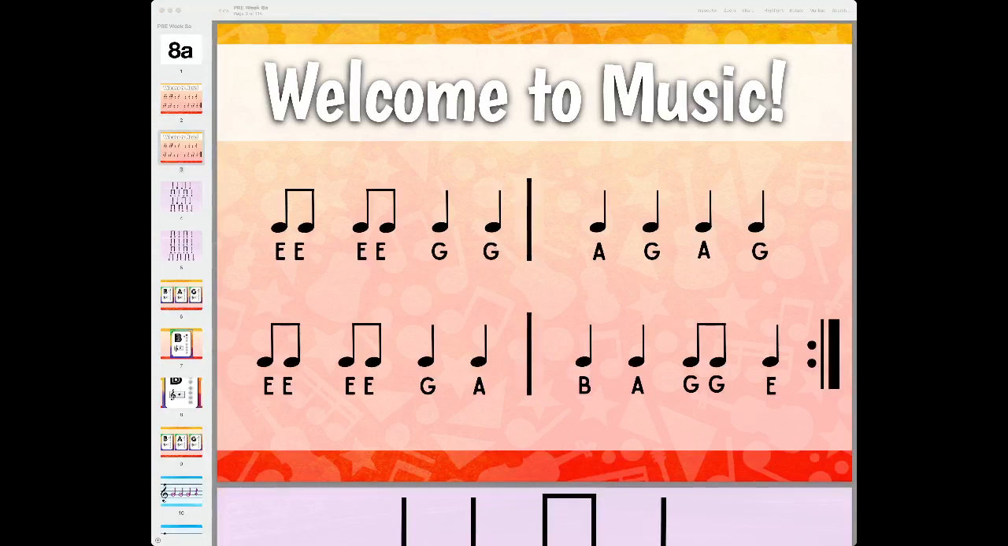I'll read through it. It's the same rhythms, honestly, but the notes have changed. So now the notation is E, E, E, E, G, G, A, G, A, G, E, E, E, E, G, A, B, A, G, G, E. And I will play this for you now too, just so you can hear it.